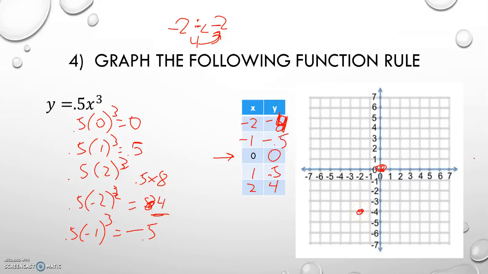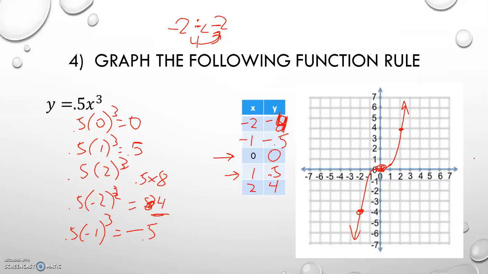Then I have a point at negative 1, negative 0.5, which is about there, about a half. Then if I plot this point, it's 1 and 0.5, which is about right there. And then I have another point at 2, 4, which is about here. So this is a little bit different of a graph. It kind of looks like this. It goes and then it kind of curves and then it goes back up again. Kind of like an S in a way.